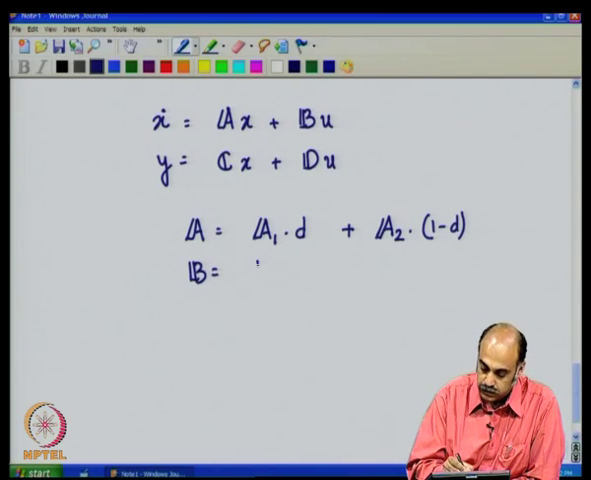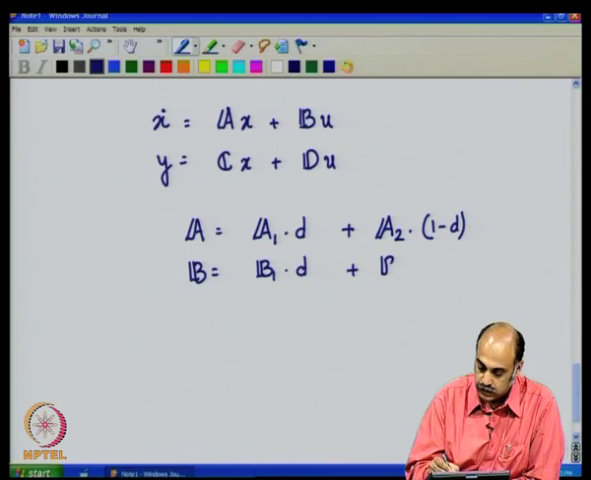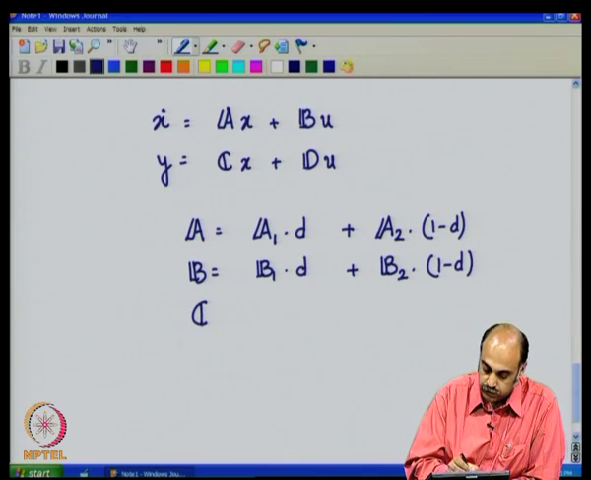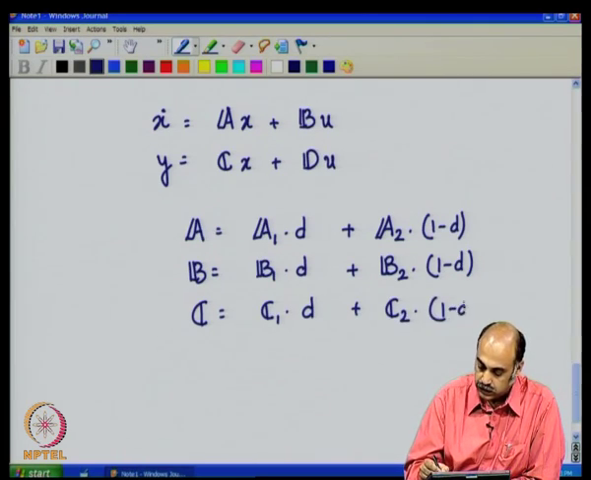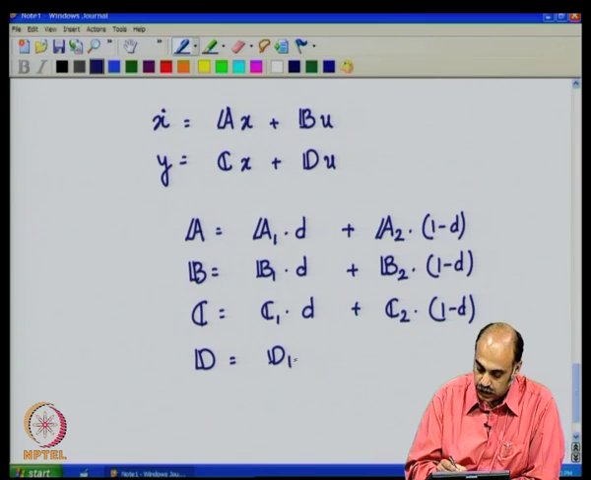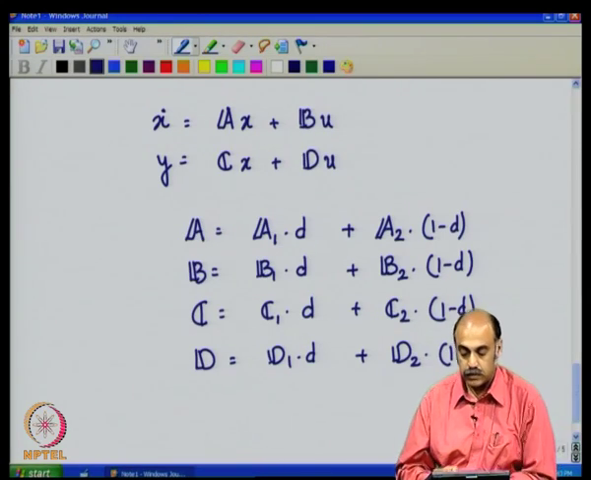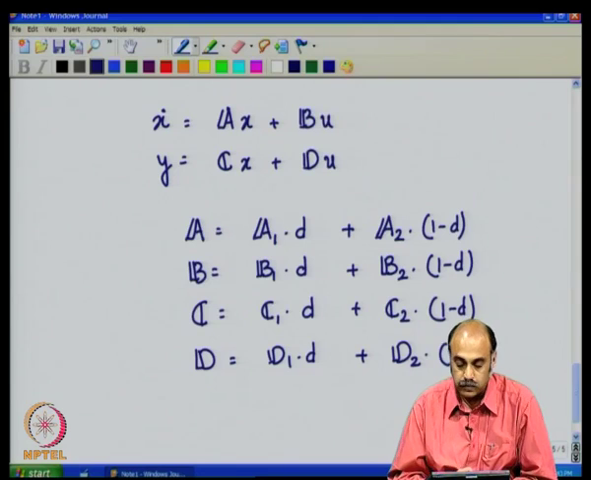B is B1 into D plus B2 into 1 minus D. Similarly, C is C1 into D plus C2 into 1 minus D. D is D1 into D plus D2 into 1 minus D. So, this is how the weighted average is taken into account.